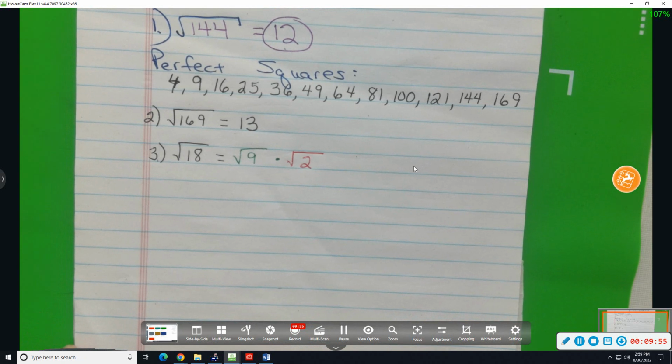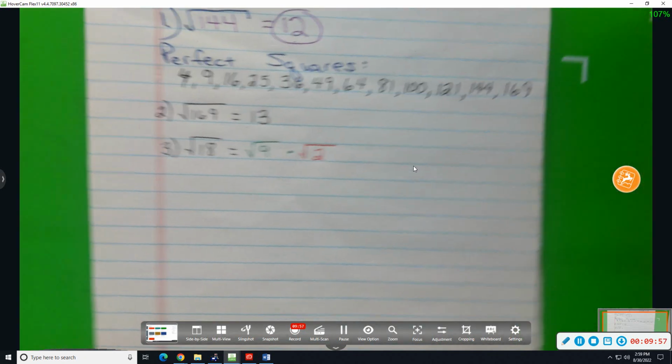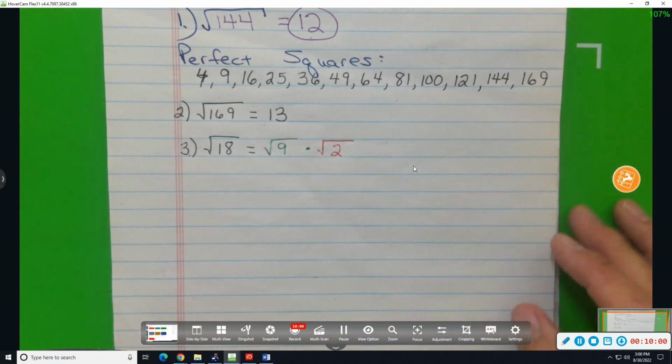Oh, the camera's been moved. I'm here trying to figure out why. Okay, my paper looks straight, but no. Okay.